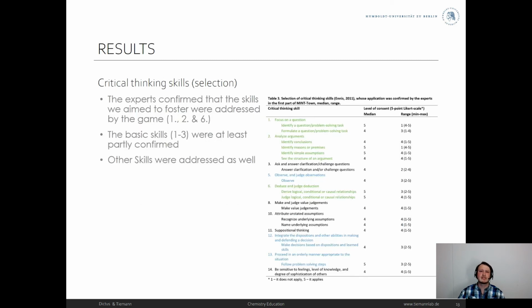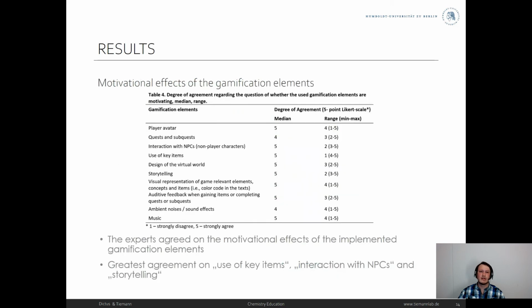On this table you can see a selection of critical thinking skills where the application was confirmed by the experts. It has to be mentioned that the application of the skills we aim to foster were all confirmed by the experts. The basic skills 1 to 3 were at least partly confirmed, and there are some other skills that were obviously addressed as well. Another good result is that experts agreed on the motivational effects of all implemented gamification elements.